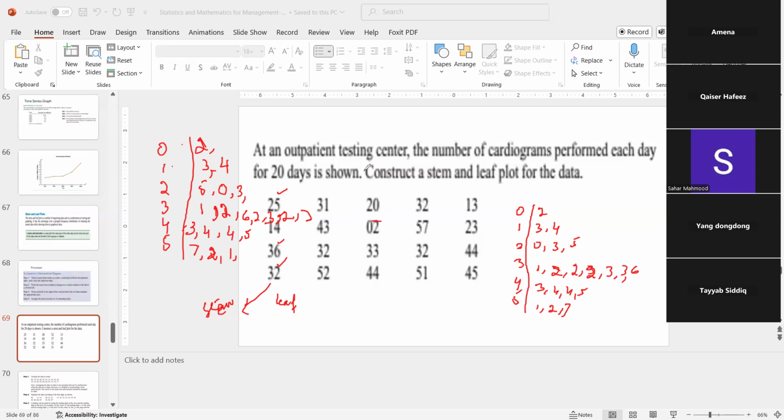So the stem and leaf chart and some of its properties can be seen over here.